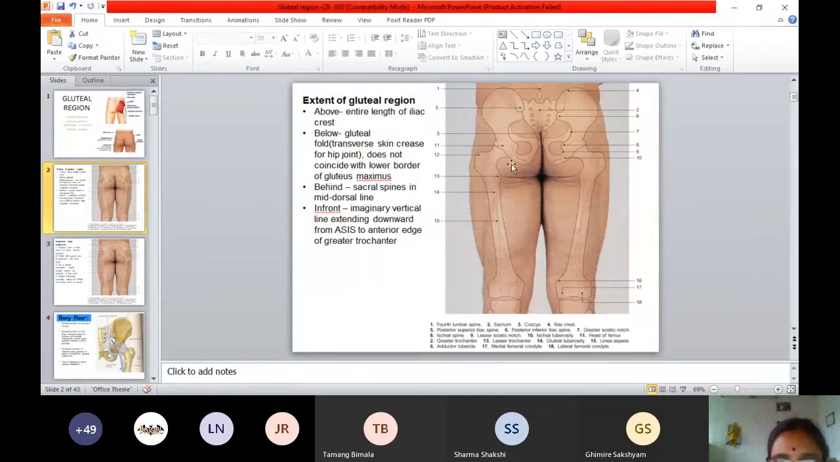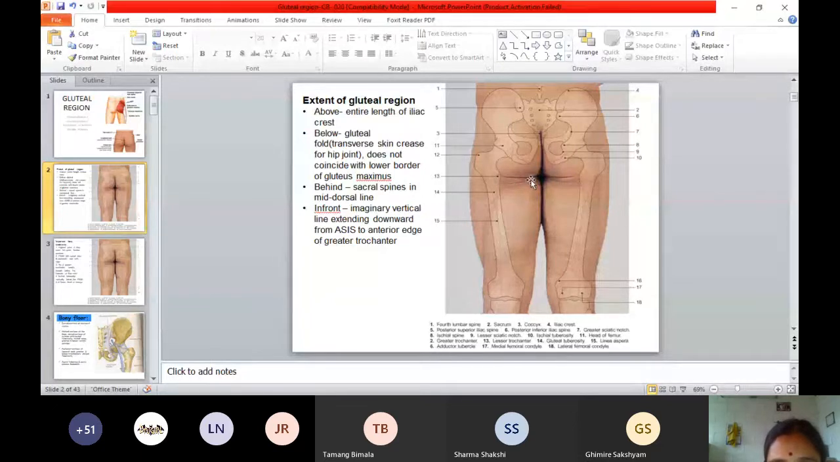Now, the extent of the gluteal region. This is known as the gluteal region, also called the buttock in English. Superiorly, it is bounded by the entire length of the iliac crest, this bony projection of the hip bone. Inferiorly, this skin fold is known as the gluteal fold.